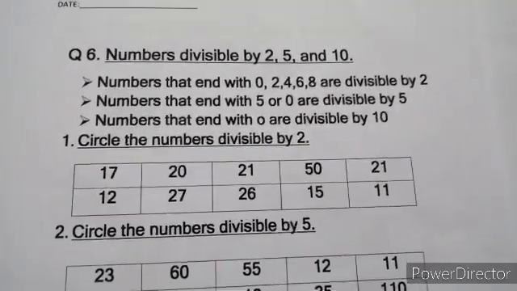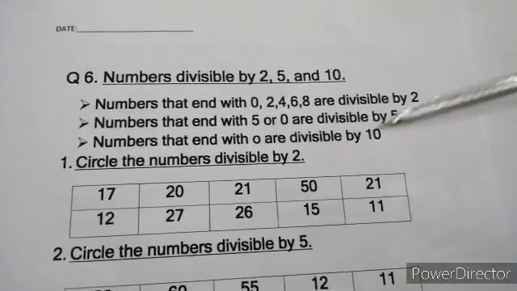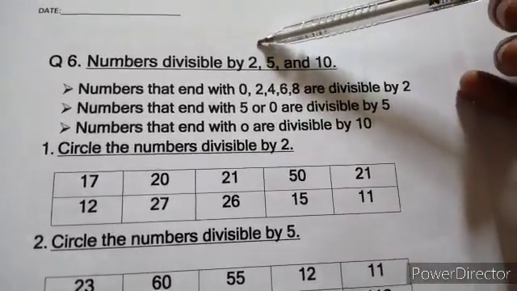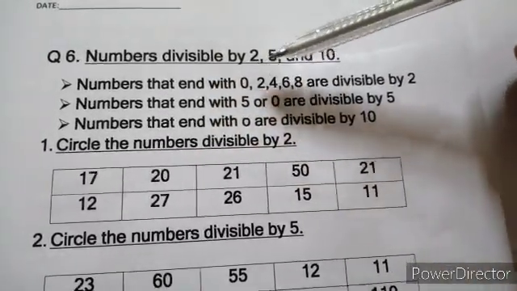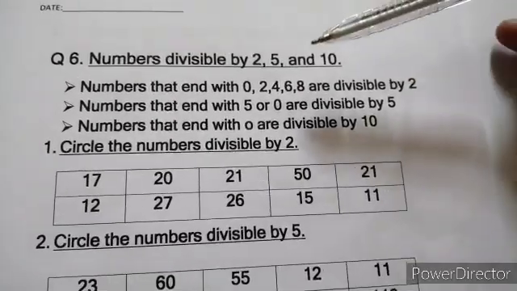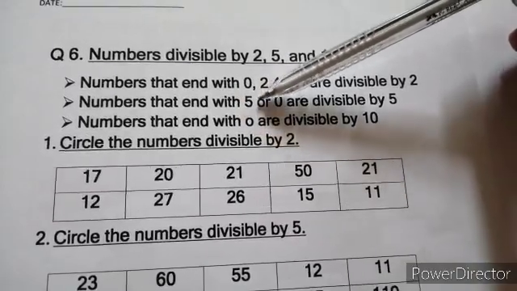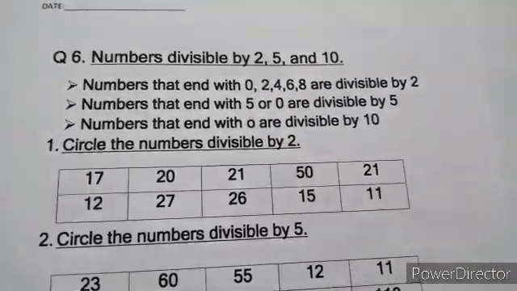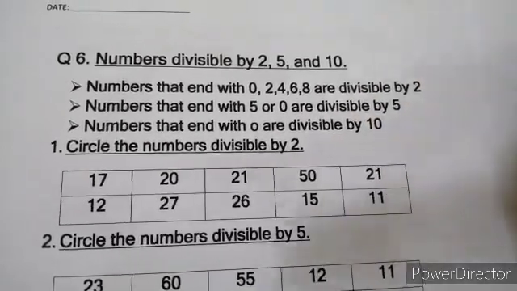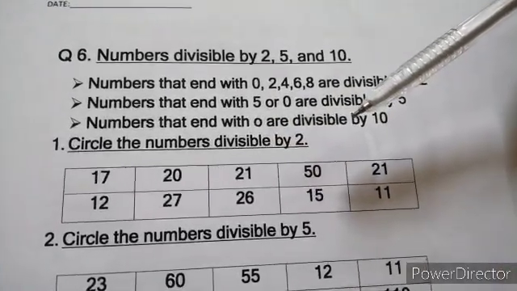Next, let's do problems based on divisibility. Let's try to recap. What will be the number that will be divisible by 2? All numbers that end with 0, 2, 4, 6, 8 are divisible by 2. Numbers which are divisible by 5: numbers that end with 5 or 0. The last unit's place. If it's 5 or 0, then it will be divisible by 5. Then the numbers that end with 0 are divisible by 10.